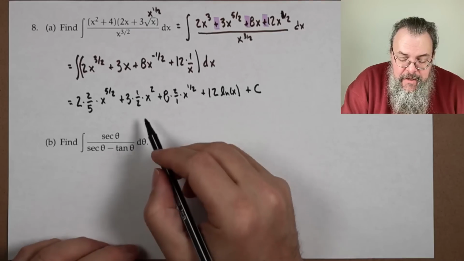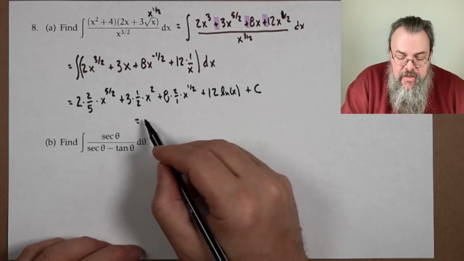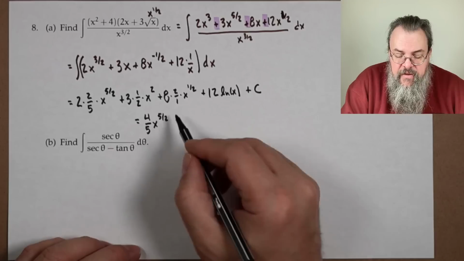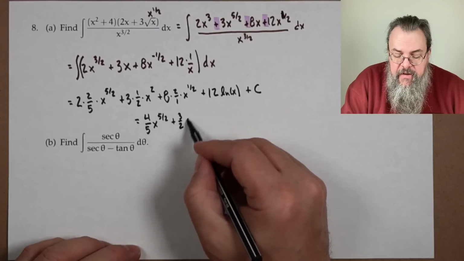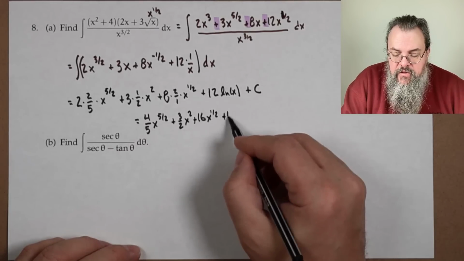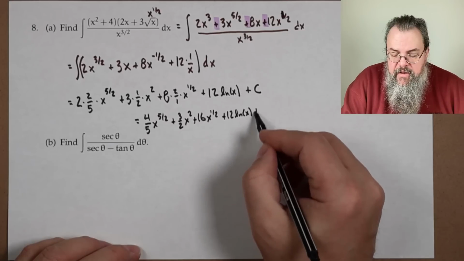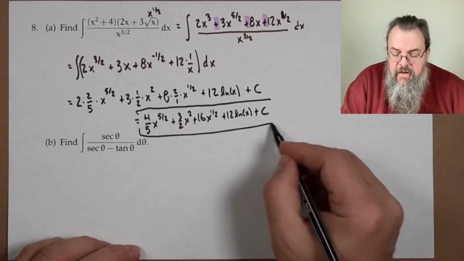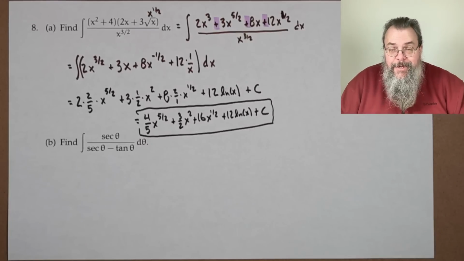All right, well, we have the answer. Let's just clean up a little bit. So this is 4/5 x to the 5 halves plus 3/2 x squared plus 16 x to the 1/2 plus 12 log of x plus c. All right, no big surprises on that one. All right, the second one.